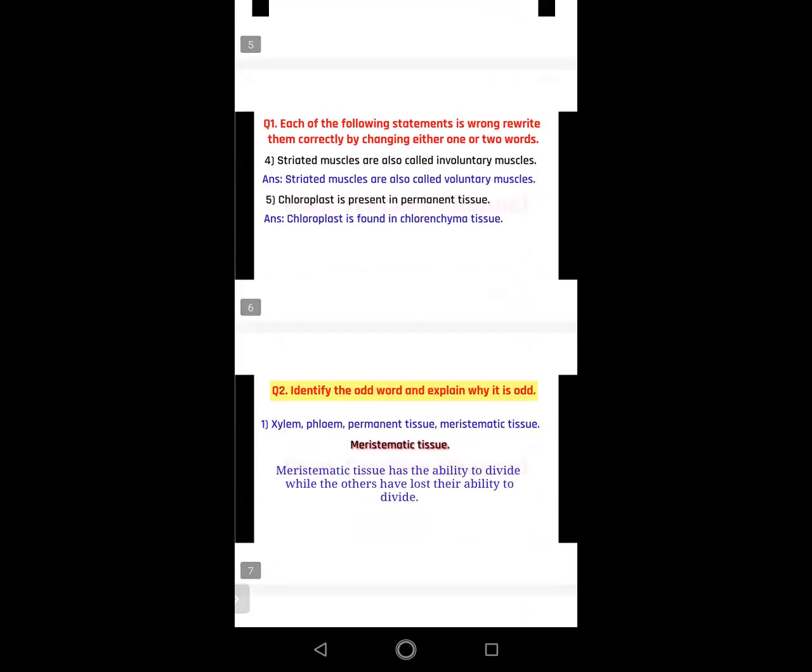Now, second question, find the odd word out. Xylem, phloem, permanent tissue, meristematic tissues. Meristematic tissue is the odd one, and we have to write the reason why it is odd. Meristematic tissues have the ability to divide while the others have lost their ability to divide. This is the reason. You have to find the odd word, but you have to write the reason why it is odd. Don't just write the words.